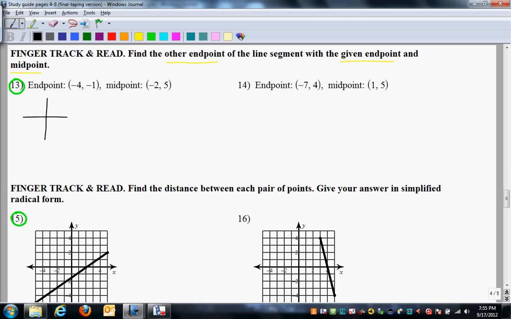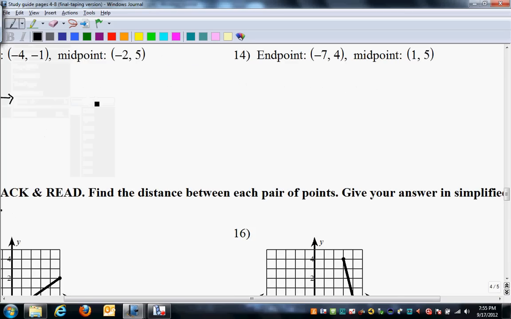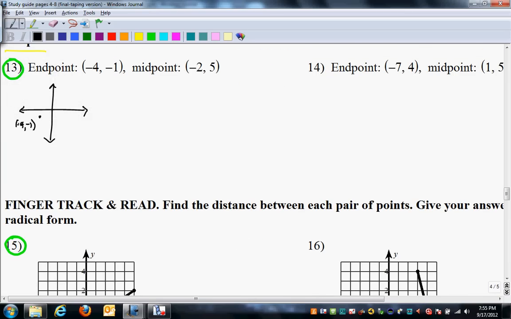I'm going to do a little baby sketch here because it's easy to understand this better if you do a little baby sketch. -4, -1. So over 4, down 1 is going to be around here somewhere. Let's make this really big so it's easy to see. And I'm going to use different colors. So this is an endpoint here. I'm going to use blue for this. That's an endpoint. -4, so left 4, down 1. There's one endpoint, -4, -1.